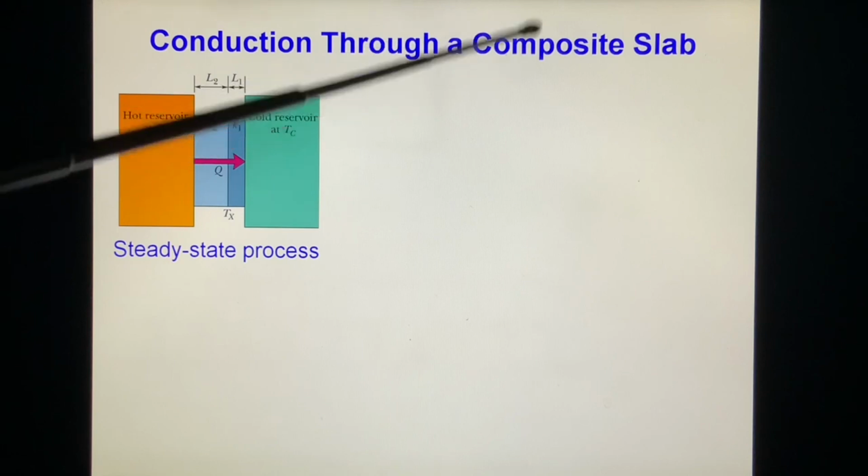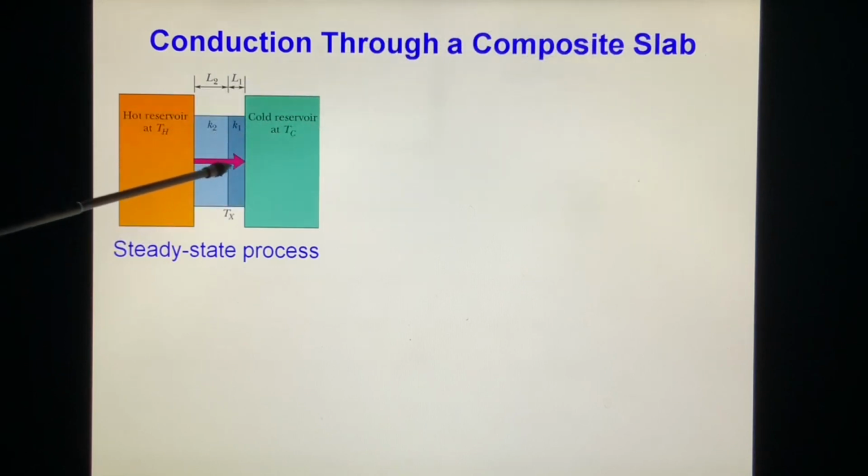Conduction through a composite slab. Here we have two slabs instead of one. This is K1, K2, L1, L2, the same cross-sectional area A, and the temperature between the contacts is Tx. We don't know it. This is the hot reservoir at TH. This is the cold reservoir at TC. In a steady state process, the heat passing through slab 1 equals the heat passing through slab 2.